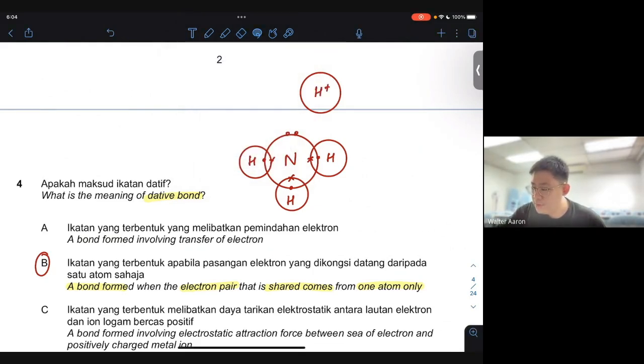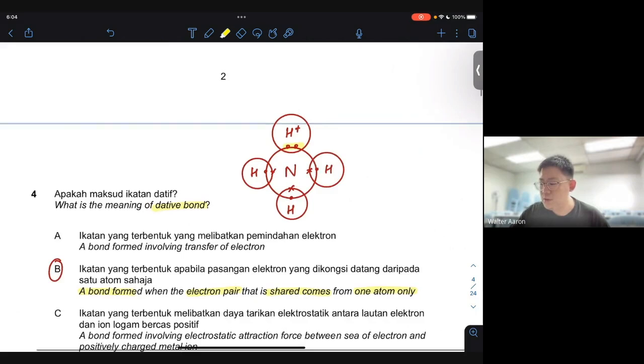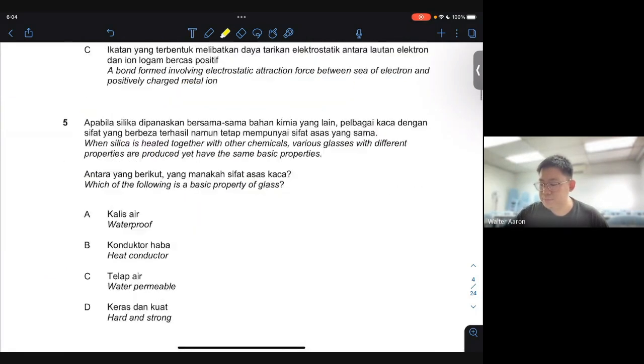So then the hydrogen ion will come in and share these 2 electrons directly to form this dative covalent bond. Notice that the nitrogen atom is sharing the 2 electrons directly with the empty shell of a hydrogen ion. So that's what we call a dative covalent bond. All right, so the answer is B.